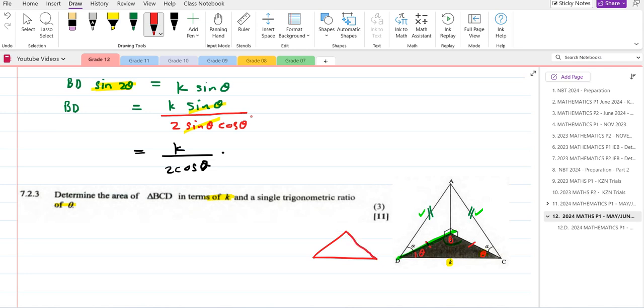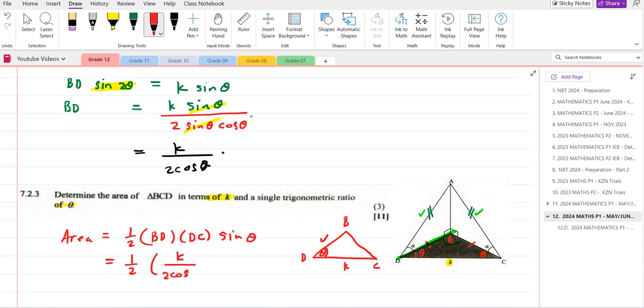I'm drawing the horizontal plane. That is B, D, C. This is K. Remember BD we just found above. And this angle is theta. So area is equal to half BD DC sine theta. Now let's solve. What is BD? We just saw BD, K over 2 cos theta. What is DC? K sine theta.